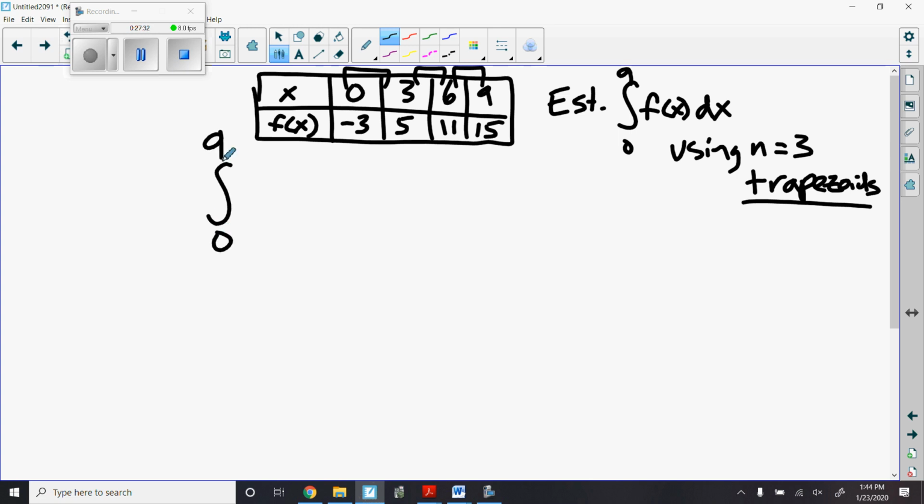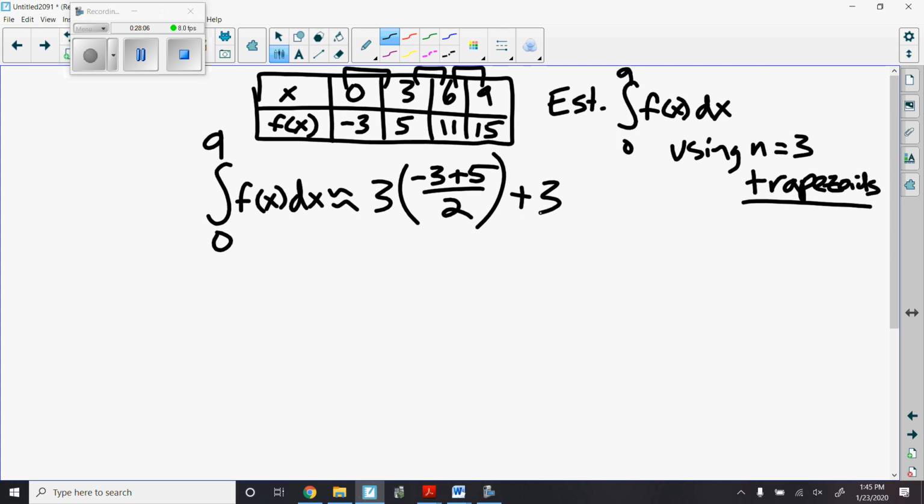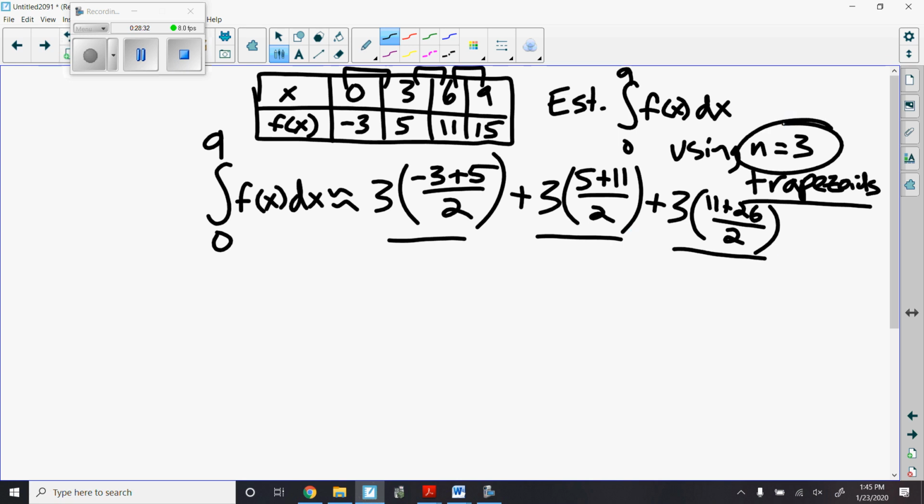Again, I'm going to start by writing my integral. Integral 0 to 9 of f of x dx approximately equals. Well, let's look at my first trapezoid. Its width is 3. But now I need to multiply by the average of the 2 heights, so I add up the 2 numbers and divide by 2. My next trapezoid will have a width of 3 again, and again I have to average the 2 heights. And my last trapezoid has a width of 3, and again I'm going to average the 2 heights. Just make sure you have 3 total things here to match the number that's given here.